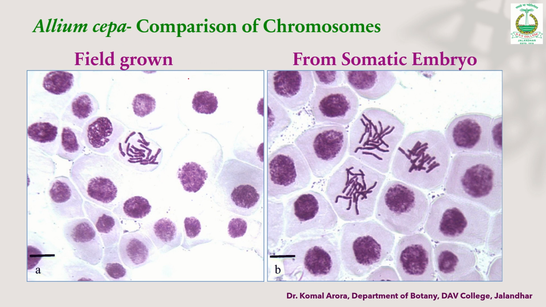Now, you can also make observations about chromosomal lengths. Here, this is Allium cepa, which has been cultivated in the field. You can see the chromosomes here. In Allium cepa, we have a total of 16 chromosomes. Whenever the cells are raised from somatic embryogenesis, that is, under tissue culture conditions, you can see the length of the chromosomes has increased. So overall, depending upon the mode of development, you can easily observe cytological variations in the cells.